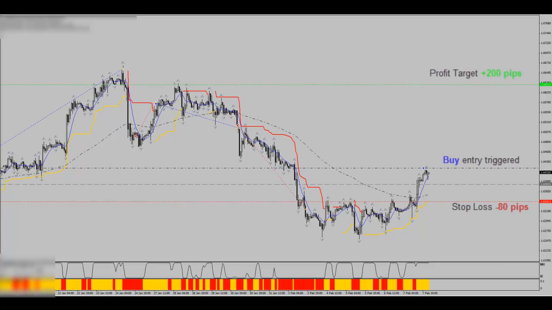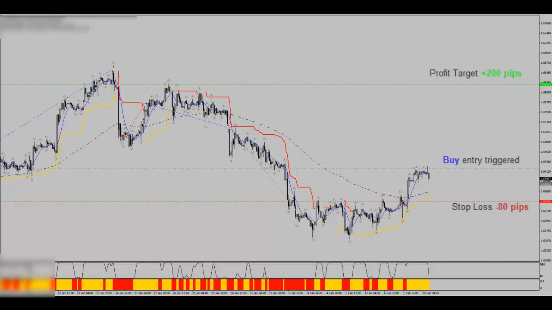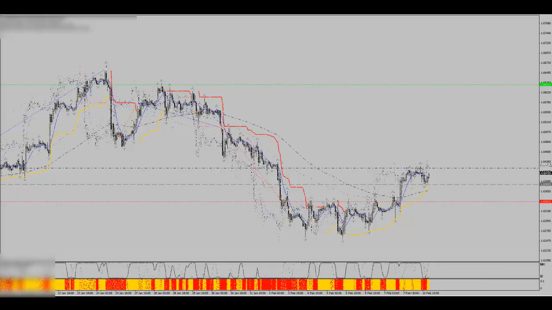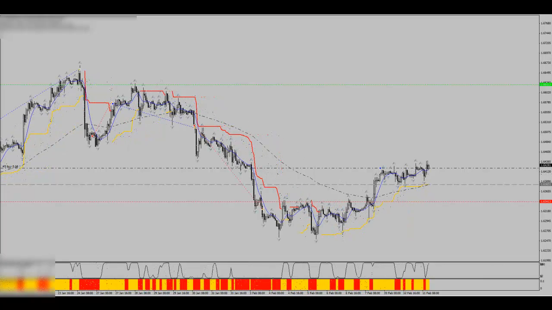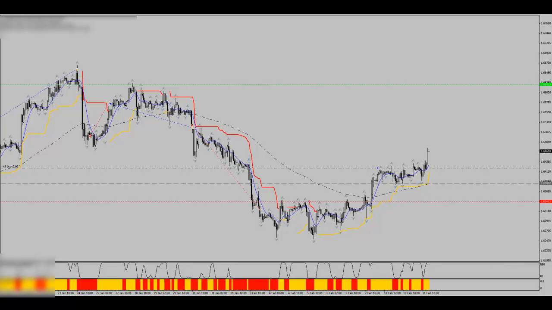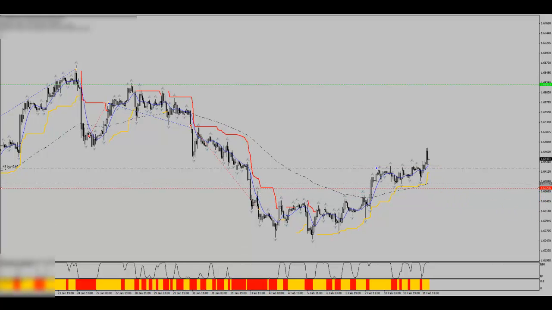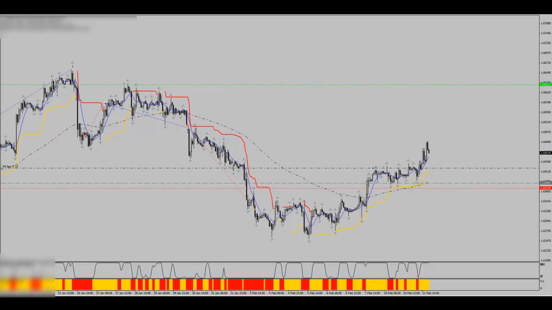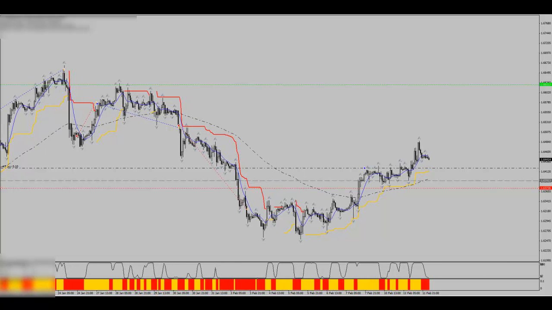So here you can see the FX Turbo system has automatically entered in the buy position. Stop loss and limit levels have been set accordingly: 80 pips risk and 200 pips reward. As we get a candle close above previous structure highs, we can then move our stop loss up to around 10 pips below the previous lows, therefore at the moment reducing the risk from 80 pips to approximately 50 pips.